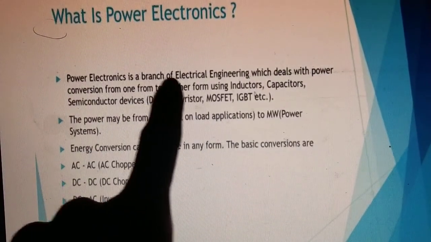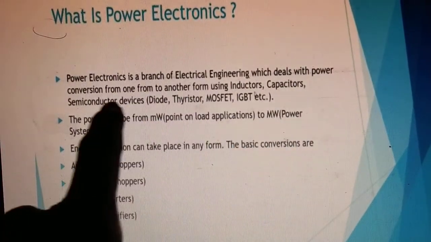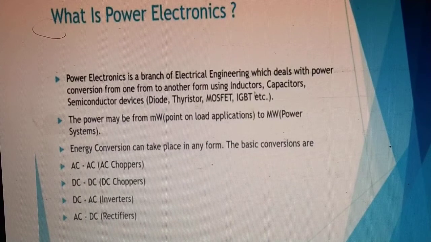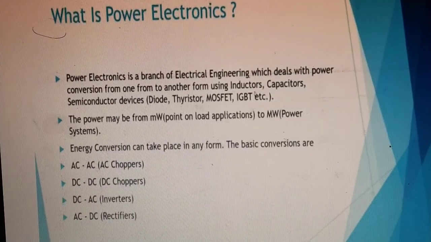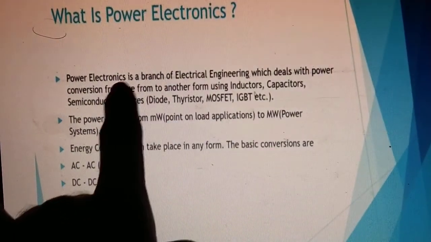Power electronics is a branch of electrical engineering which deals with power conversion from one form to another form. By using these power electronics devices, we are converting energy from one form to another. Energy is mostly in electrical form, AC and DC. If you want to convert from AC to DC or DC to AC, we are using these power electronics devices.